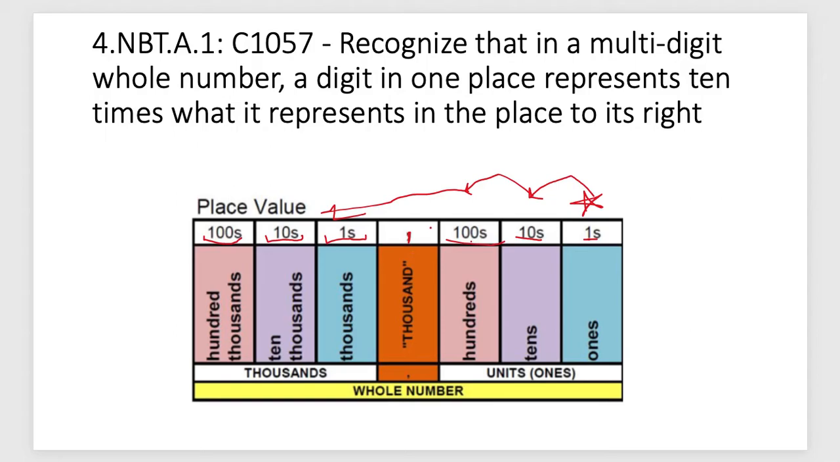Remember, this one in the middle is just showing you where the comma is. This isn't an actual place value spot. This is just where the comma is that separates out the thousands section from the ones section. So let's look at some problems to see how you can use this.